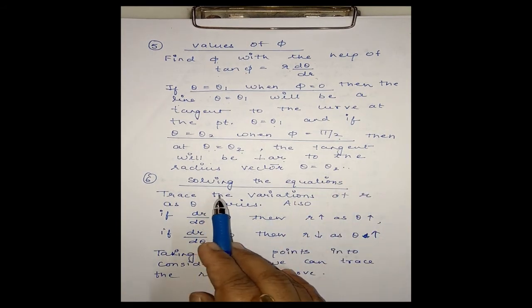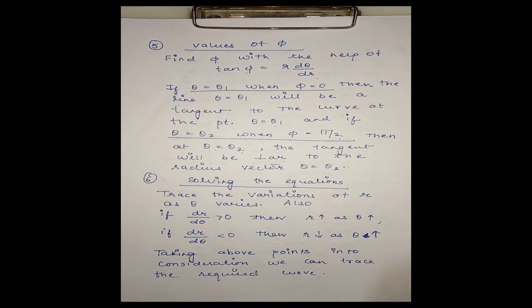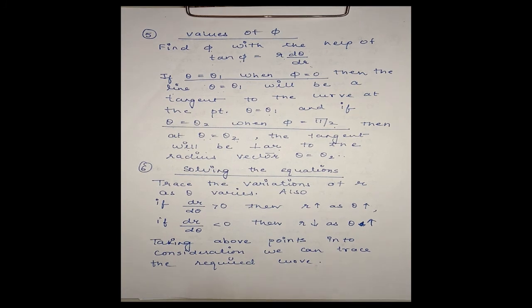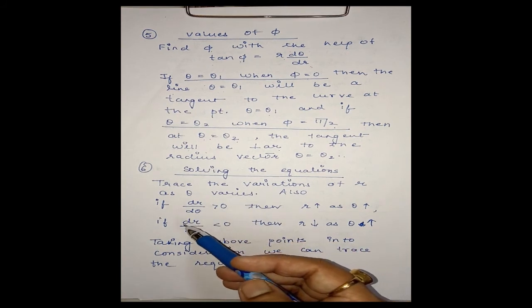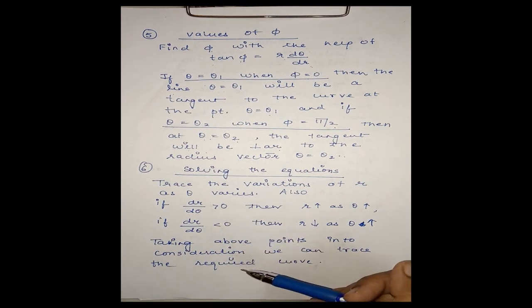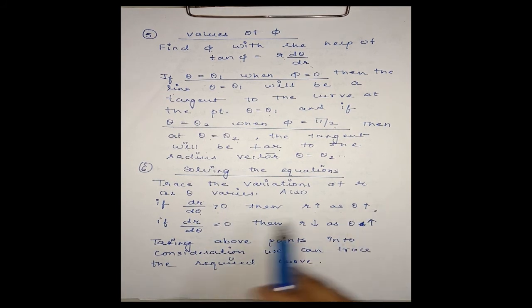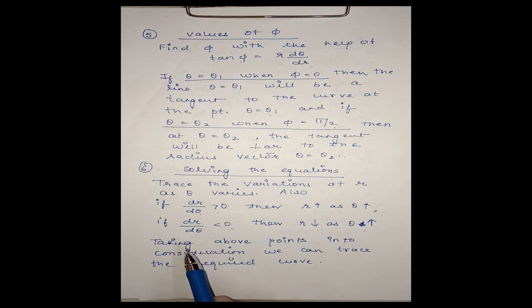Okay, and in the last step we have to trace the variations of r as theta varies. Start giving values to theta and find the values of r corresponding to the values of theta. Make a table and start giving values to theta and the corresponding values of r. If dr by d theta is greater than 0, then r increases as theta increases, and if dr by d theta is less than 0, then r decreases as theta increases. Taking the above points into consideration, we can trace the required curve. These are the steps to trace a curve with polar equations.